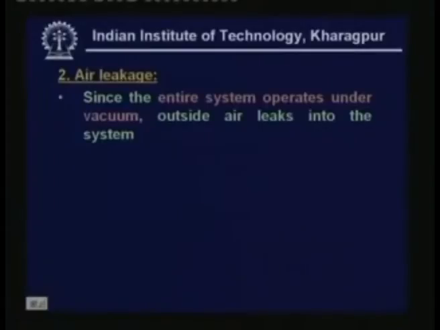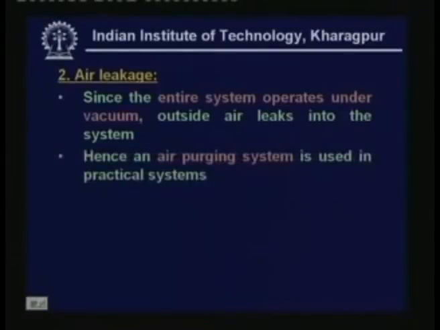That means you may have some amount of air, but it has got to be minimized. This is minimized by continuously taking out the air from the system. That means you have to have some kind of a vacuum system which takes out the air from the system as soon as it enters into it. This kind of a system is known as a purging system. So as I said, since the entire system operates under vacuum, outside air leaks into the system, hence an air purging system is used in practical systems.